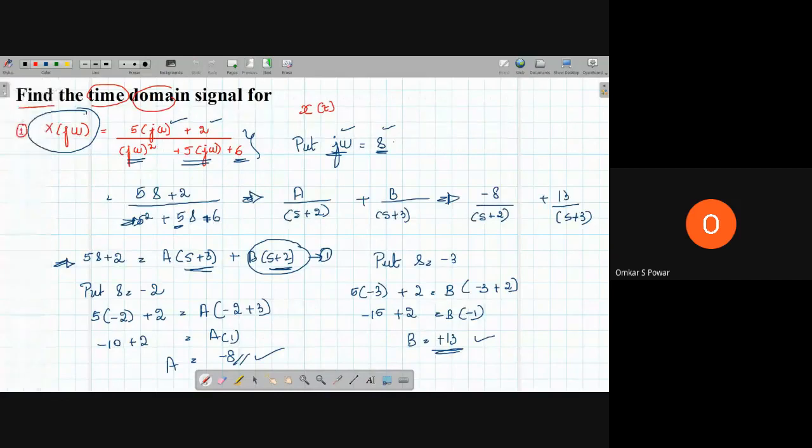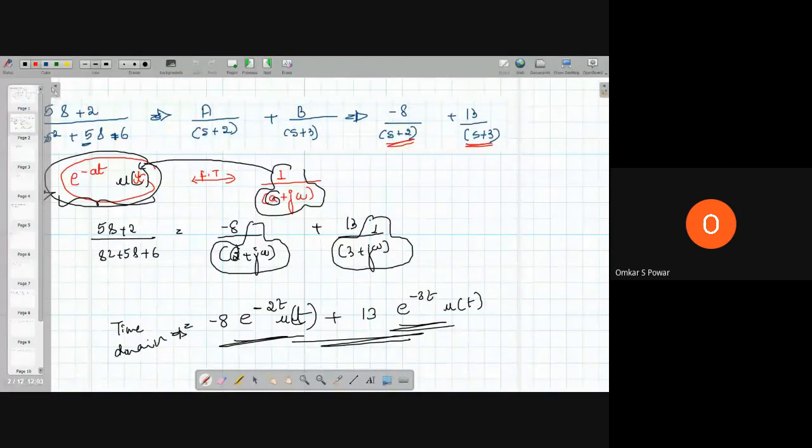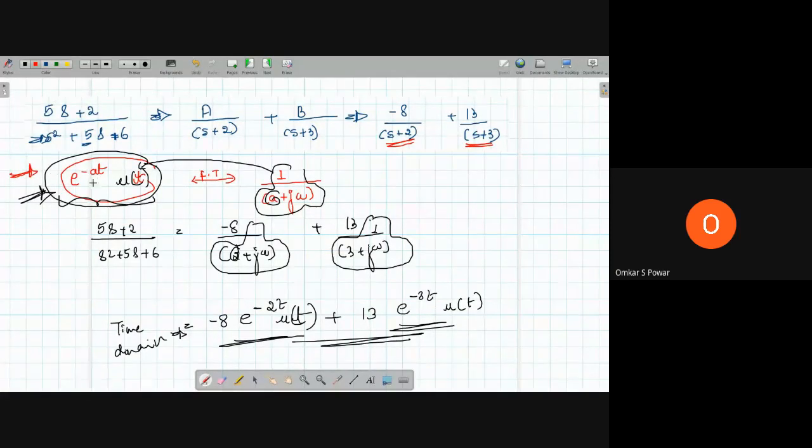What are the steps we have followed here? Given this term, first we have to express it in terms of j omega equal to some variable s. Then express it in terms of partial fraction. After that, get the values of a and b. Then use the technique which I have already solved: the Fourier transform of e power minus at u of t is equal to 1 divided by a plus j omega. Then the inverse of this is e power minus at u of t. Express in terms of that and get your corresponding time domain signal.